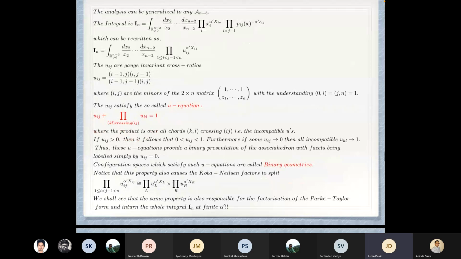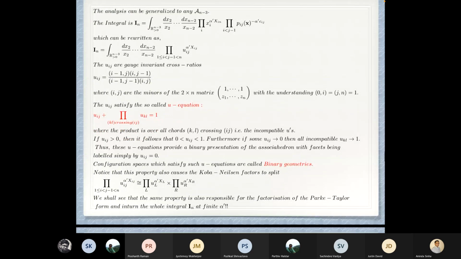Configuration spaces which satisfy such equations are called binary geometries. You can see that the Koba-Nielsen factor immediately splits because of this property. Whenever I take u_ij going to 0, the Koba-Nielsen factor splits into a left and a right. You'll see that even the Parke-Taylor factor does the same. The Parke-Taylor also splits exactly due to this property. And that will tell you that the integral I_n factorizes at finite alpha prime.